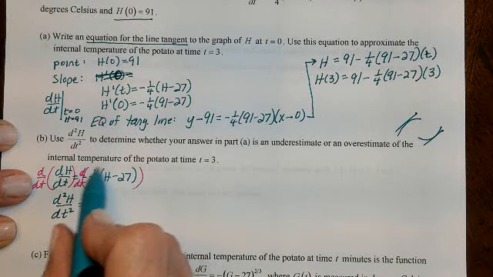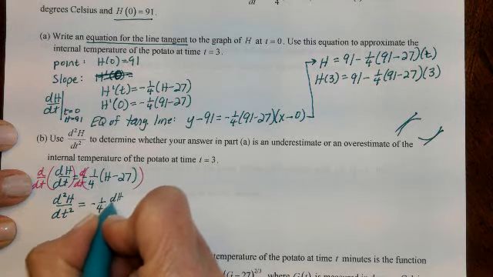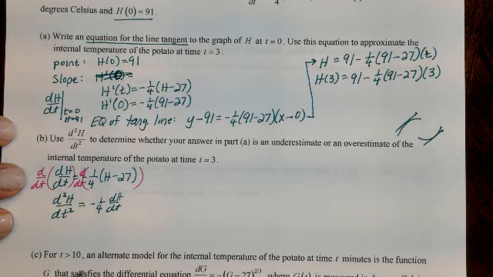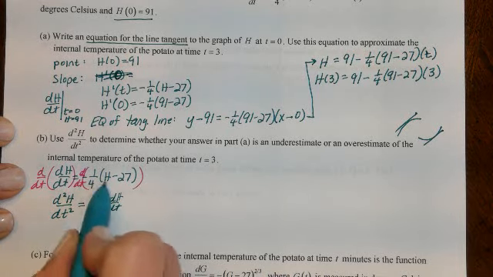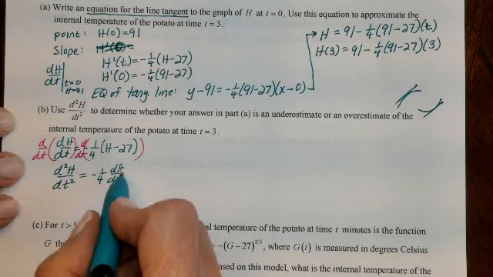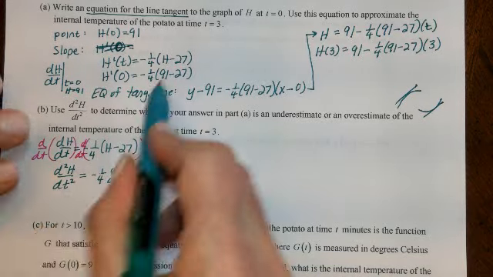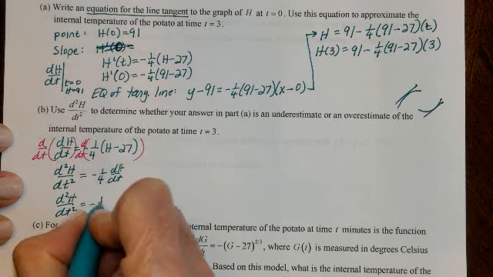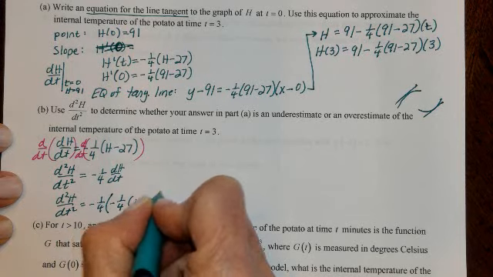So the derivative is going to be negative 1/4 dh/dt plus 0, because the derivative of that constant is just 0. All right, don't forget your dh/dt here, because it has to be done implicitly. Okay, so now dh/dt, I know what dh/dt is. dh/dt was given to us, so I'm going to write this in terms of dh/dt.